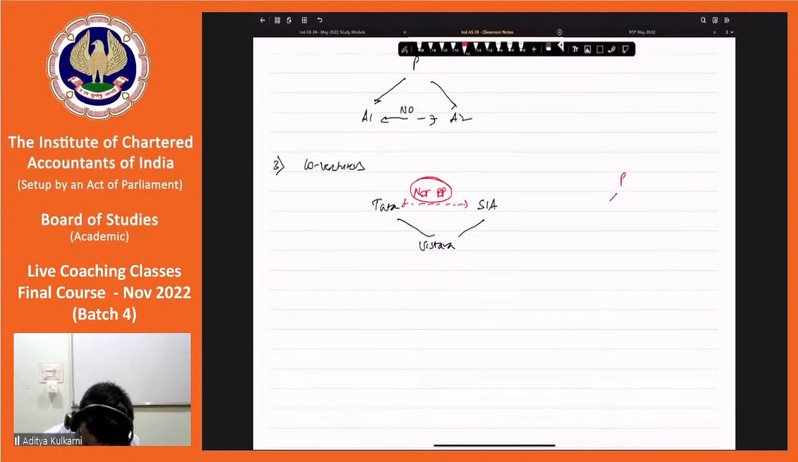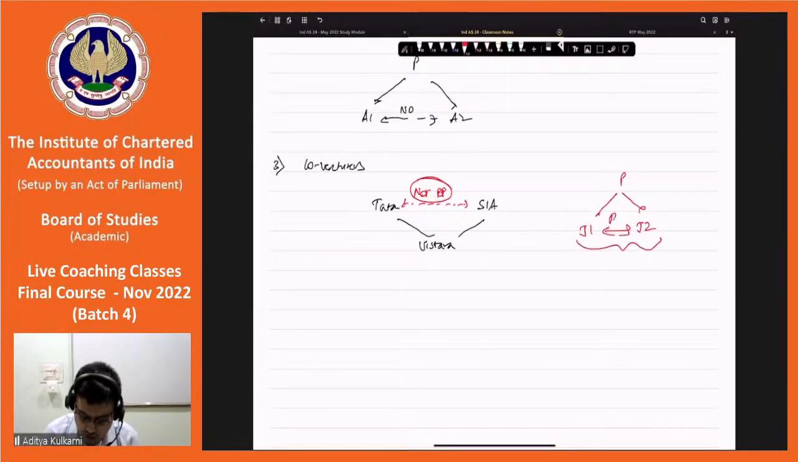Okay. You have a parent with J1 and J2 as 2 joint ventures. These 2 are definitely related to each other, because these are co-joint ventures. Same joint ventures, same control. And that is why they are related to each other.